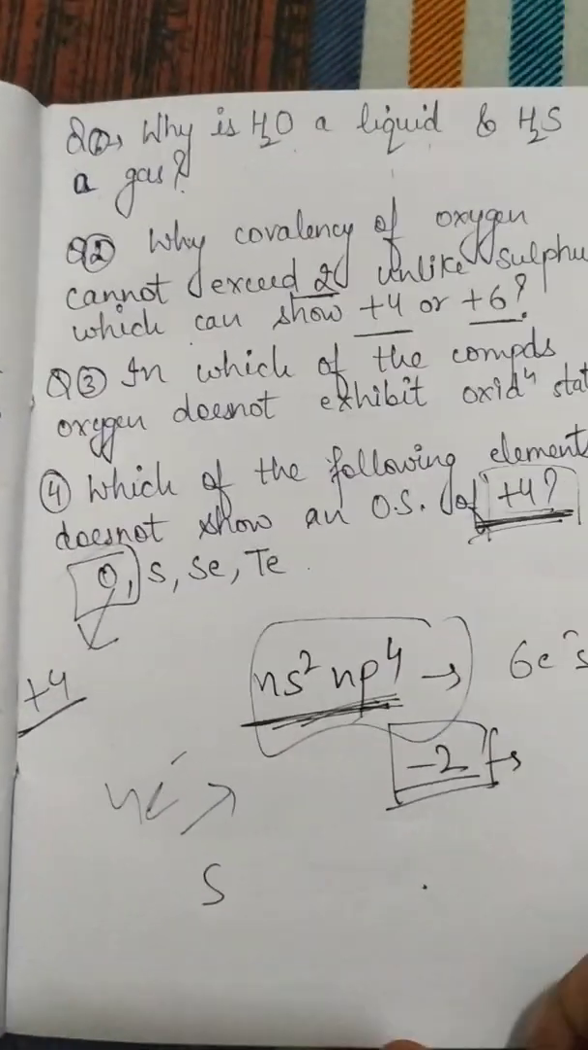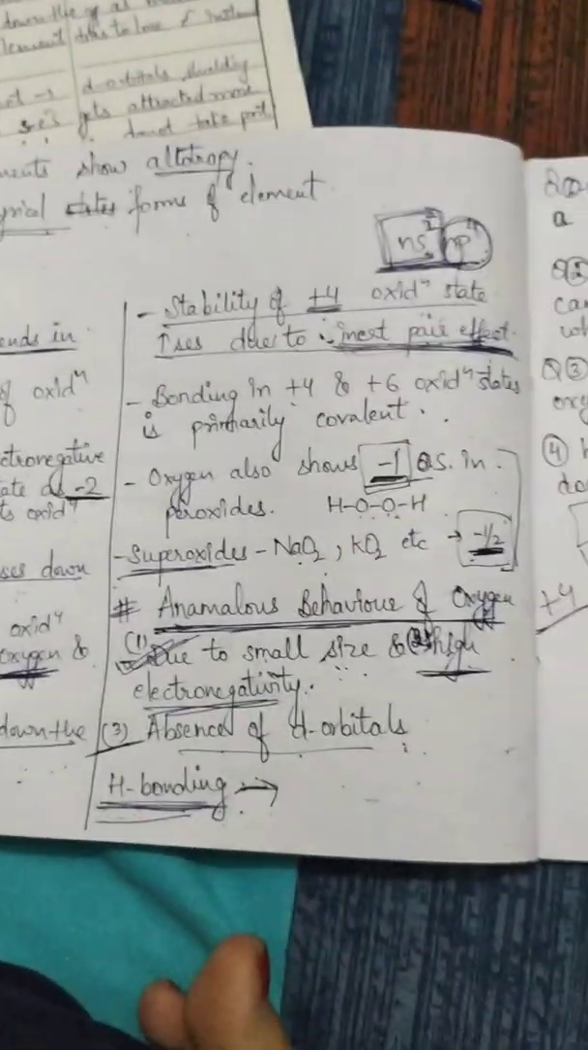Clear, students? So this is all about oxidation state and the anomalous behavior of oxygen.